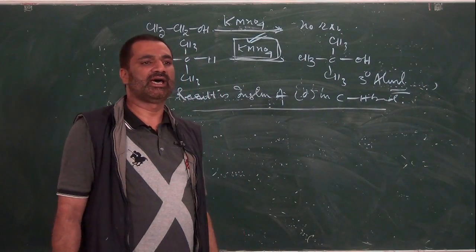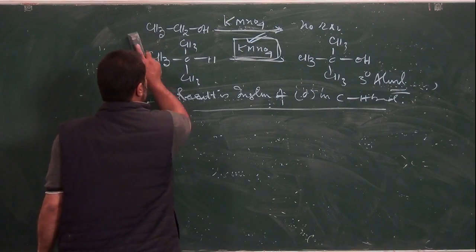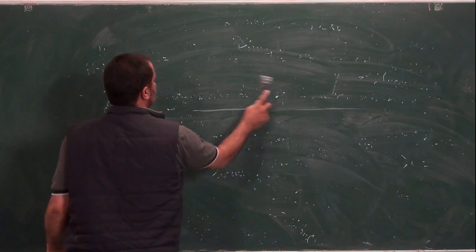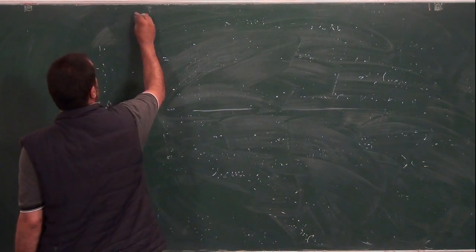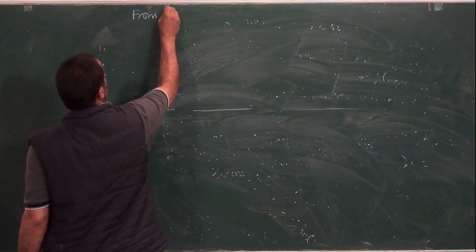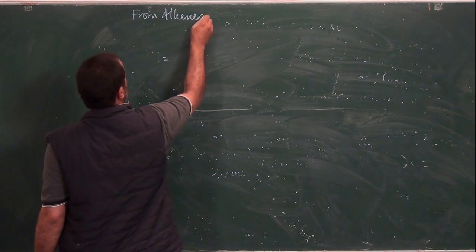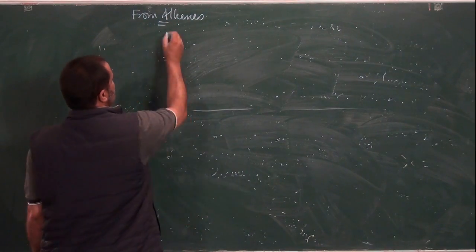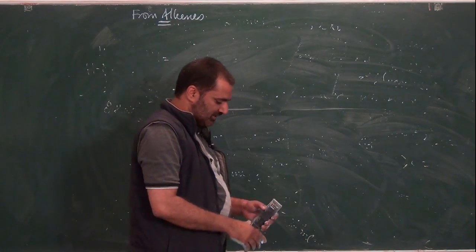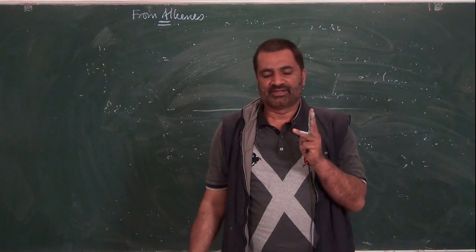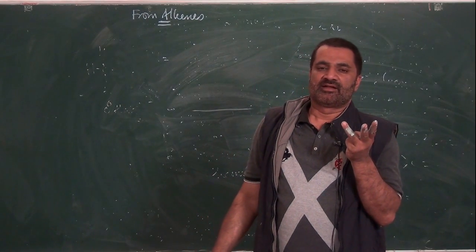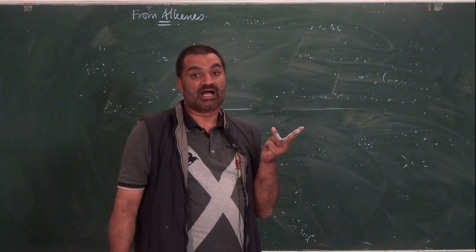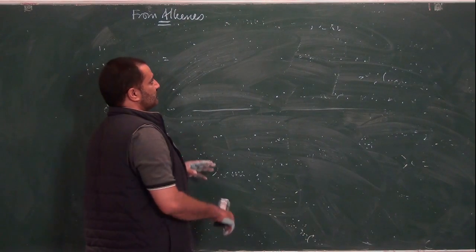Then we have alkenes. Preparation of alcohols from alkenes. As far as alkenes are concerned, we have three methods. One is hydration, another is oxymercuration-demercuration, and third is hydroboration.